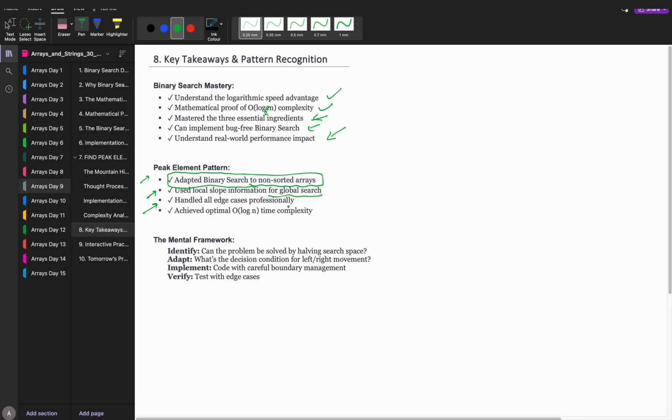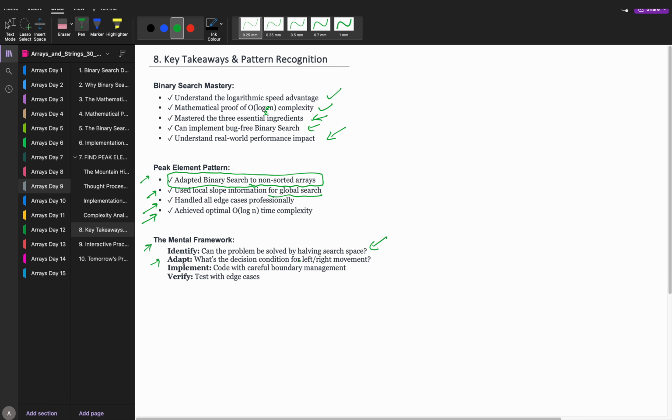So I handled all edge cases professionally. I showed you all edge cases. Achieved optimal log n time complexity. What should be the mental framework for such problems? Because you might get different problems. So first you need to identify, can the problem be solved by halving the search space? Can it be? Because that is the main point of applying the binary search logic, either to find the peak element or apply the binary search directly.